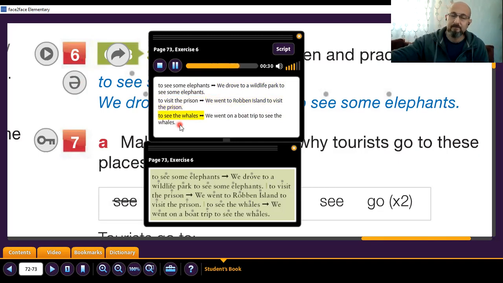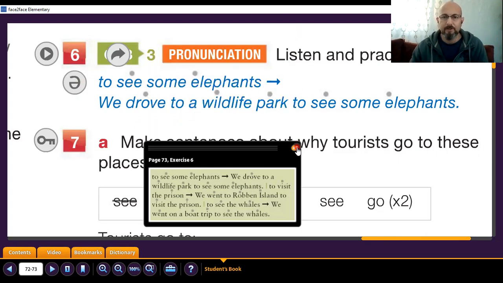To see the whales. We went on a boat trip to see the whales. Okay, guys, so repeat it again and again and practice. That will be a good thing to do.